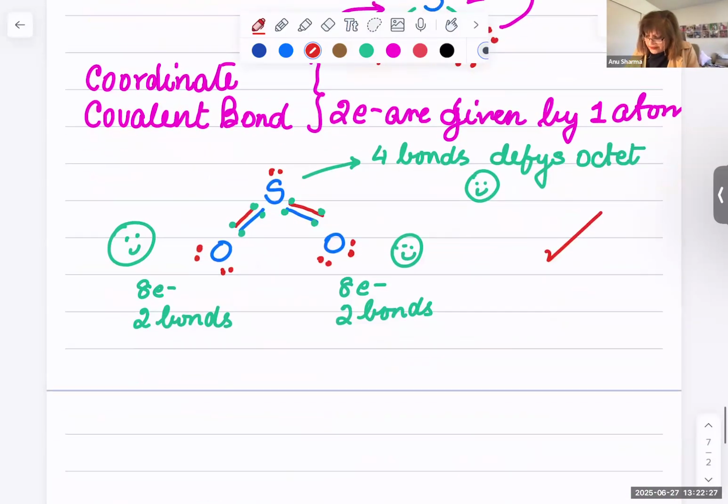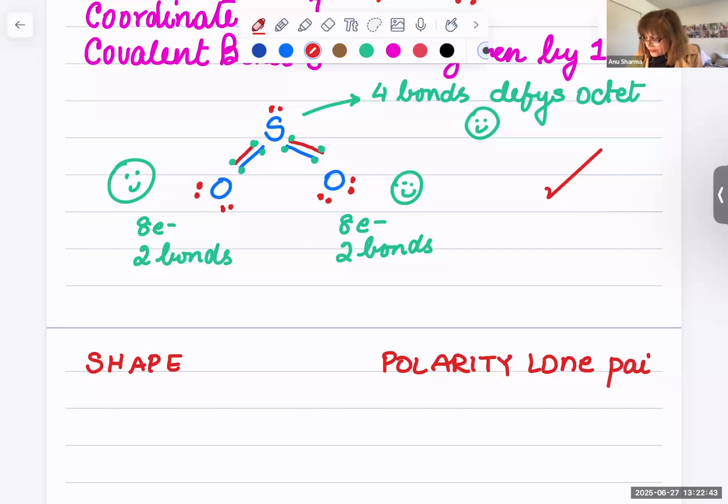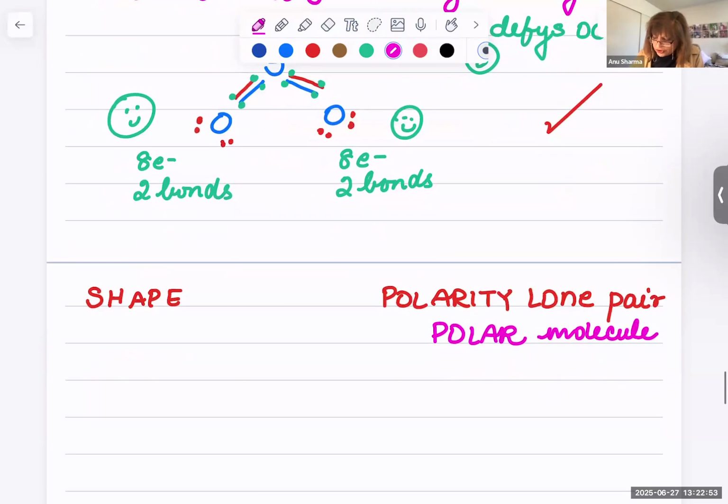Okay, so that's how you will draw this structure. Now shape and polarity. So there is a lone pair on the central atom, so this becomes polar. Overall, the molecule is a polar molecule. All right, and then the shape.